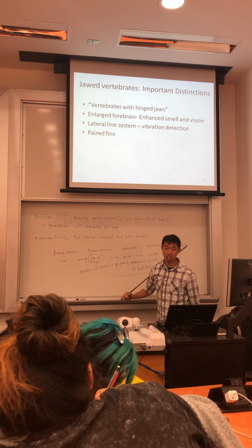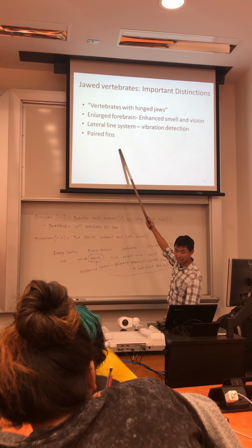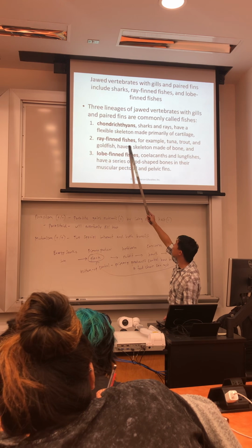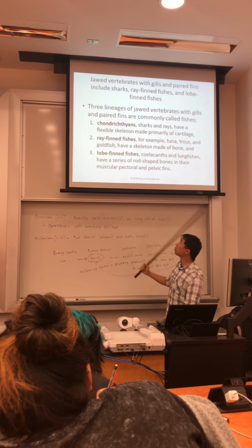Right, next we have the jawed vertebrates. They have the lateral line system and paired fins. They have true hinged jaws. And there are 3 categories: the chondrichthyans, the ray fin fishes, and the lobe fin fishes. Do you have to know those subgroups? Potentially.